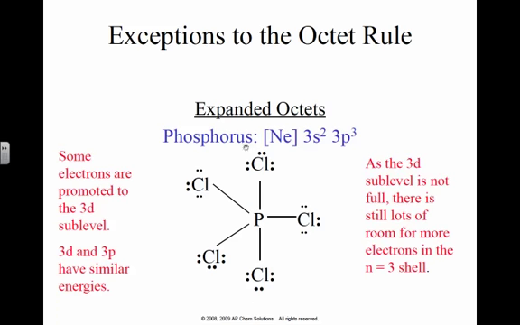So if you'll notice, phosphorus here is 3s2, 3p3. Well, there's a 3d sublevel that has orbitals that electrons can enter. Some of the electrons are promoted to the 3d sublevel, and that's why it's allowed to have another bond here. So this would have 1, 2, 3, 4, 5, 6, 7, 8, 9, 10 valence electrons.